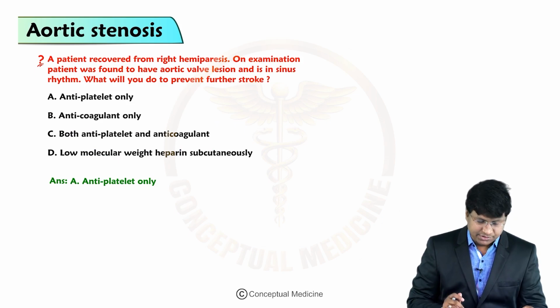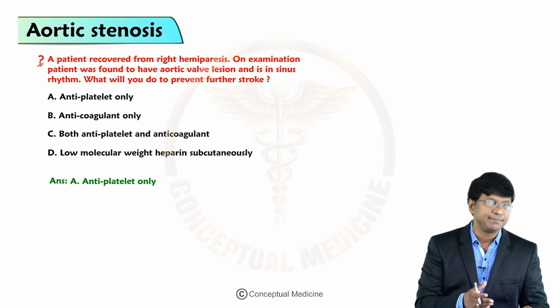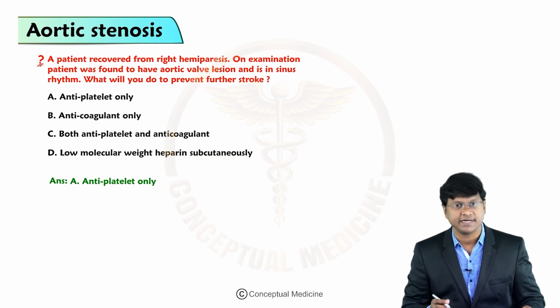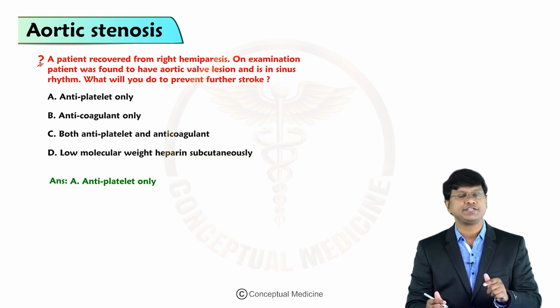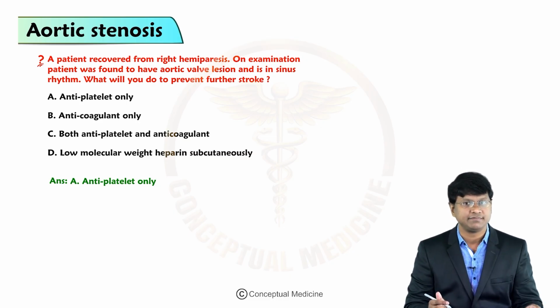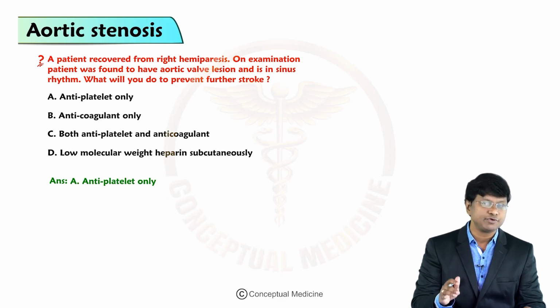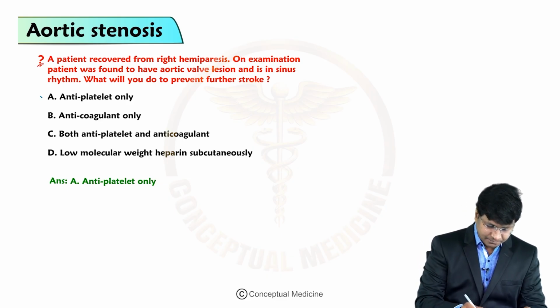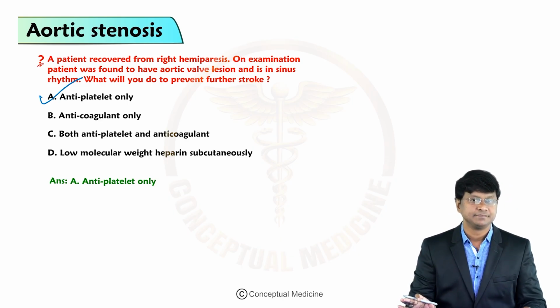So going back to the question, a patient recovered from right hemiparesis, in the sense had a cryptogenic stroke or a transient ischemic attack, either of it would be, right? The history is not very clear, and on examination the patient was found to have the aortic valve lesion and he is in sinus rhythm, no atrial fibrillation. So what will you give to prevent further stroke? That is the antiplatelet only, right?